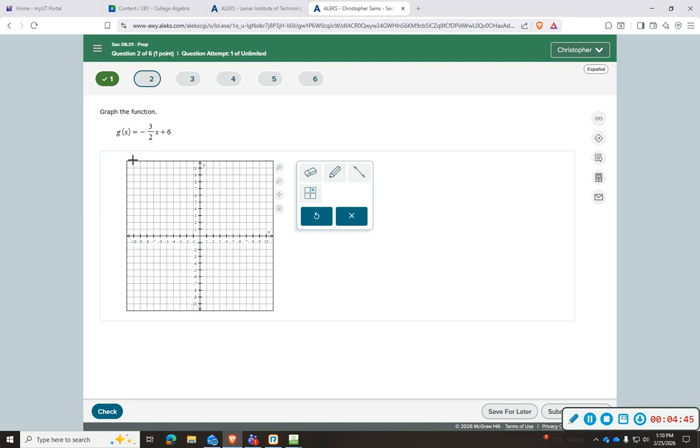Question number 2, we also have an equation in slope-intercept form, and we want to graph the equation. So again, I'm going to start with the pencil. I'm going to make 2 dots. I'm going to go to the y-intercept, which is positive 6. And then the slope is negative 3 over 2. So starting at 6, we're going to go down 3. And then we're going to go right 2. And then once we have 2 points plotted, we'll lock in that line, and then we can check it.